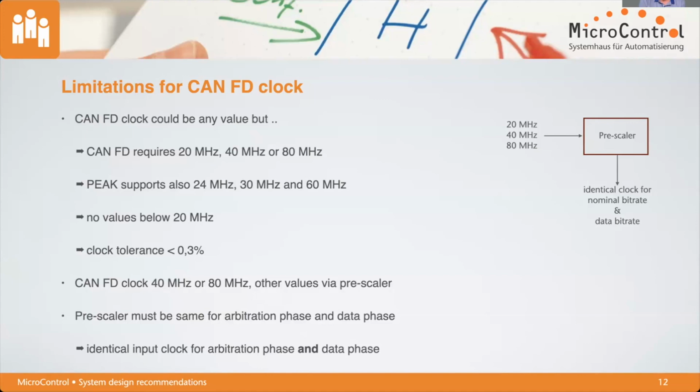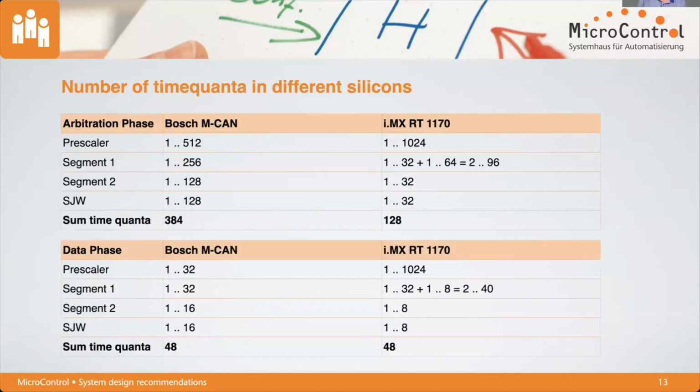And of course, if you set up these bit rates in your system, you must make sure that the prescaler is the same for the arbitration phase and the data phase. That is often not known, and people just use some settings there, and they are wondering why the system at the end of the day reacts with error frames and is not working stable.